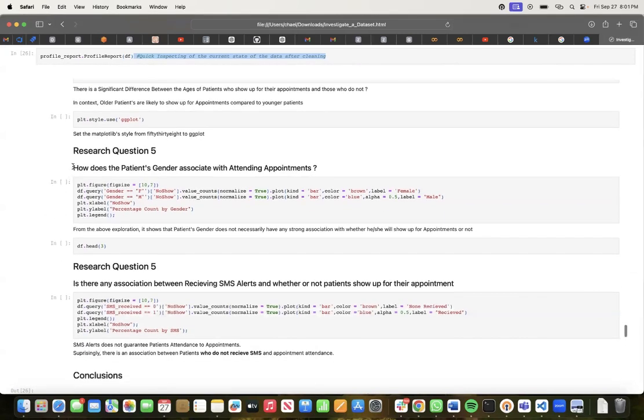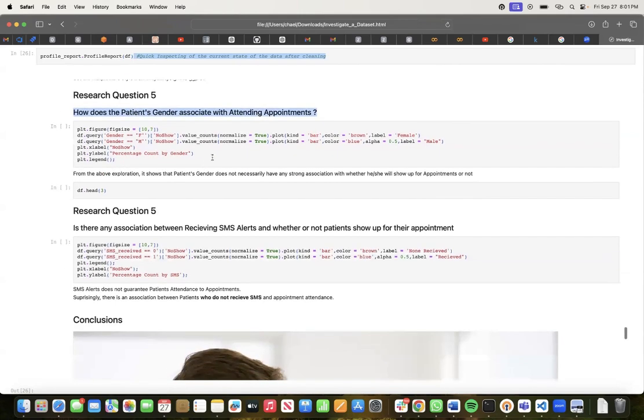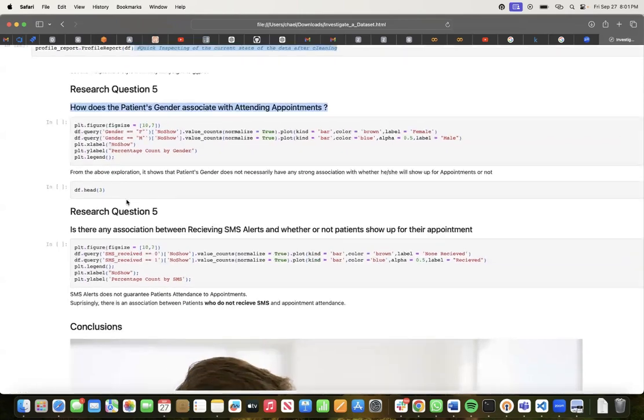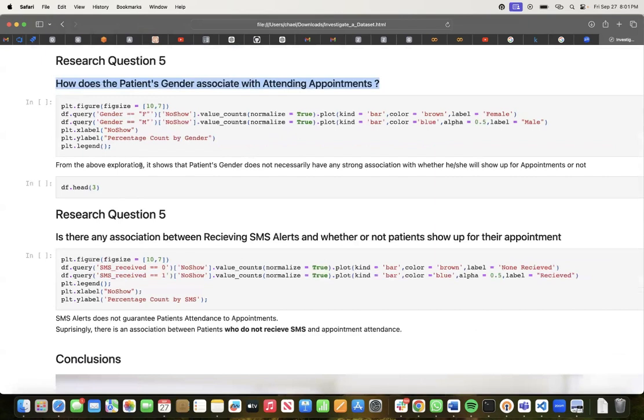Now, the last question is, how does the patient's gender associate with attending appointments? So what does the gender say? From the above exploration, it shows that patient gender does not necessarily have any strong relationship with whether he or she will show up for the appointment or not. I love this. Whatever intuition you had in mind from the onset, if you do not explore the data, if you do not try to understand the data, you might be wrong.